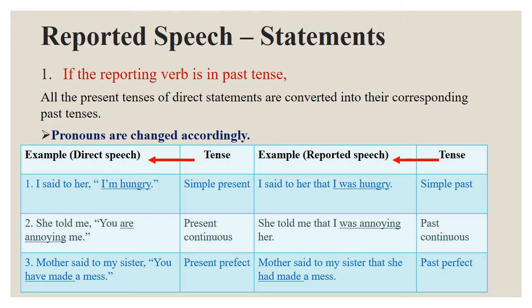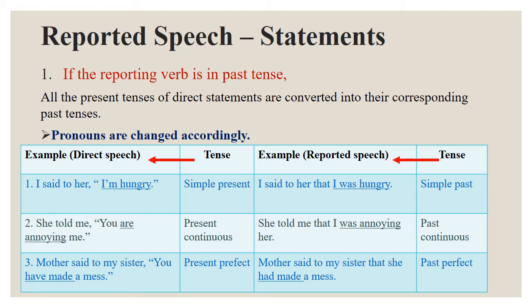Number 2. She told me you are annoying me. Here the direct statement is you are annoying me, and it is in present continuous. According to rule number 1, it should be past continuous in reported speech. So the answer is she told me that I was annoying her. See, the pronouns have been changed.